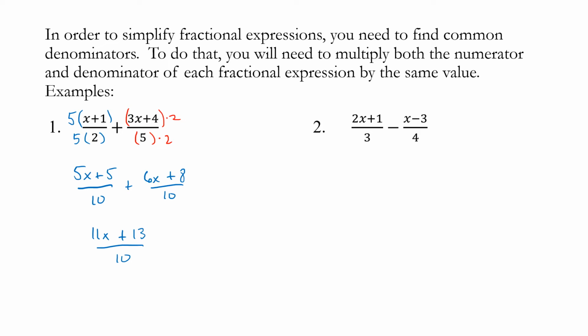Looking at number 2 here, we have (2x + 1) over 3 minus (x - 3) over 4. This gets a little more complicated because of that minus sign, so let's get through it. So I have the (2x + 1) over 3. I know the least common multiple of 3 and 4 is 12, so I'm going to multiply this fraction by 4. And now I'm going to multiply the fraction on the right by 3.